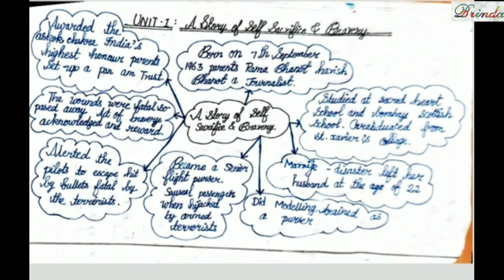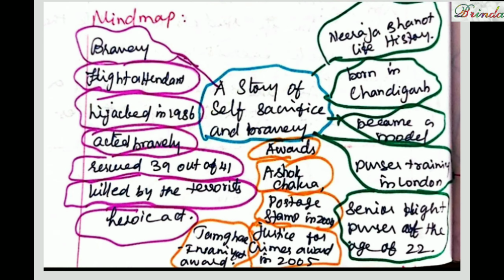Let's see another one, mind map. A story of self-sacrifice and bravery. Nirja Banot, life history. Born in Chandigarh, became a model. Purser training in London. Senior flight purser at the age of 22. Her awards, we can tell.